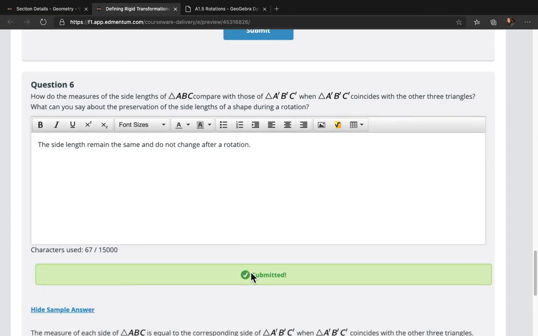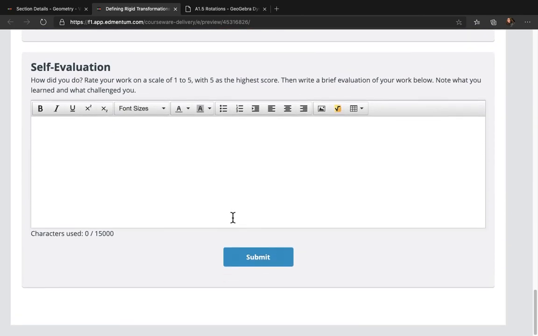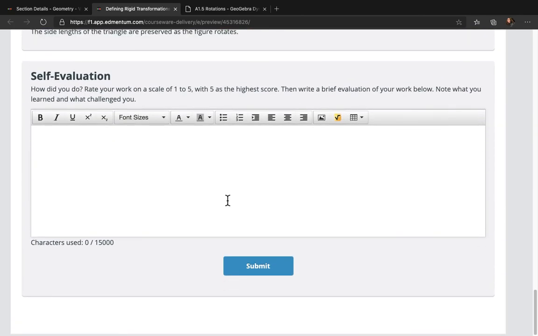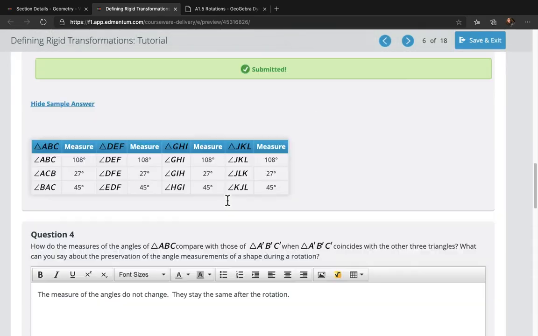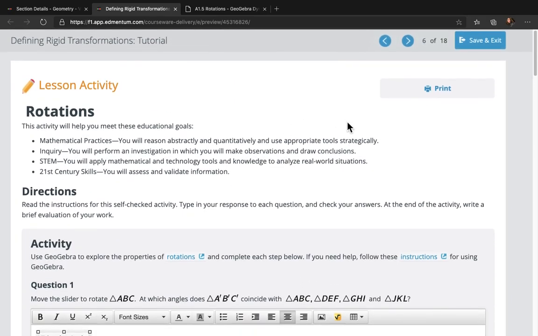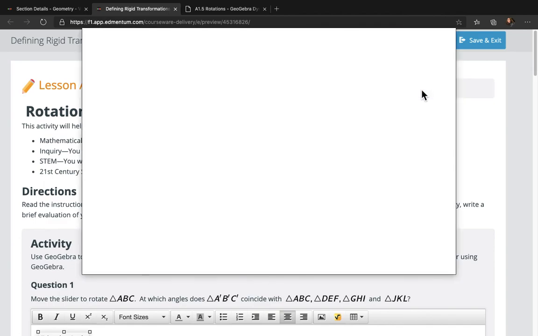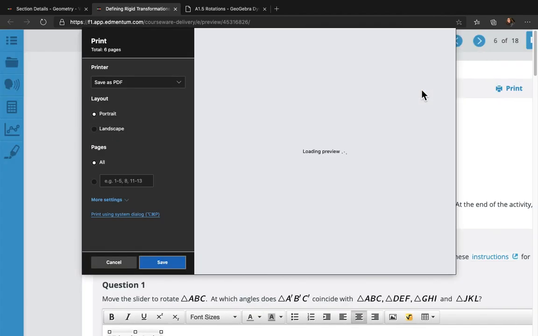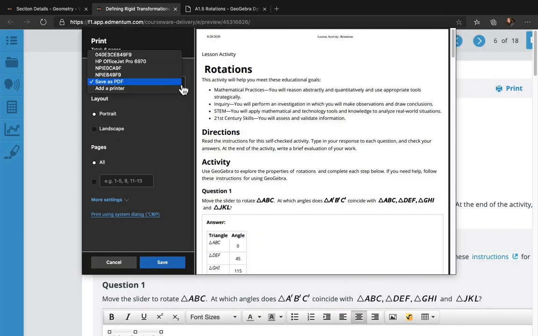Okay, hit submit, and then guess what? You are basically done with this lesson and this activity, because you just have to do your self-evaluation. All you would have to do is hit print. Make sure that you turn this in. It is Friday. Make sure you submit this in so you can get full credit for it. I hope this was an easy lesson for you to understand, okay?